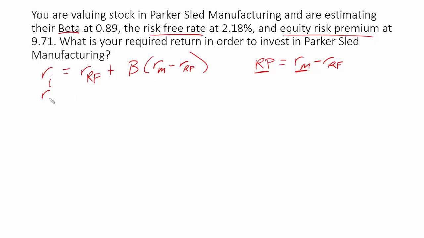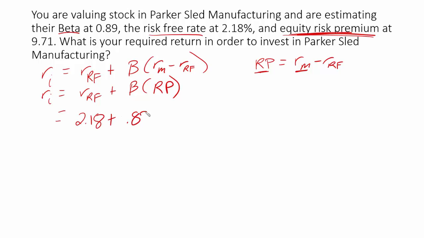So essentially, this first part can be rewritten as beta multiplied by the risk premium, because that risk premium is what is given to us in the problem, the equity risk premium. Basically all we do here is substitute this in. Our risk-free rate is 2.18%, plus our beta is 0.89, multiplied by the risk premium of 9.71%.